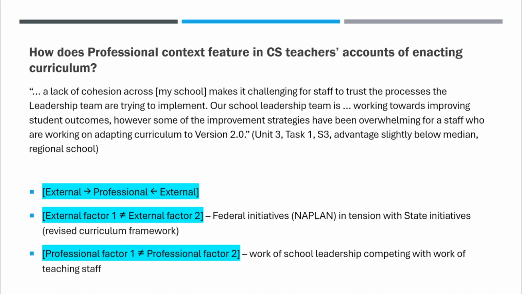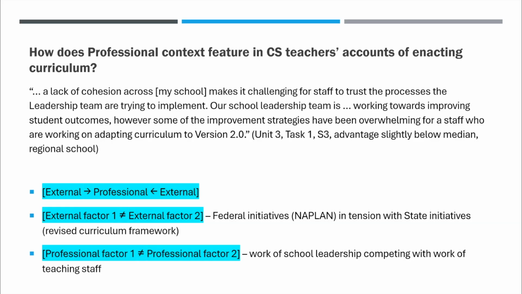Okay, so this teacher, this time focusing on the professional context, is from a different school. And this teacher identified tensions and contradictions within the external and professional contexts, where the focus of the school leadership is on one external factor, in particular school level measures of student outcomes, while the teaching staff is focused on another external factor, revising plans and resources for teaching a new state curriculum.